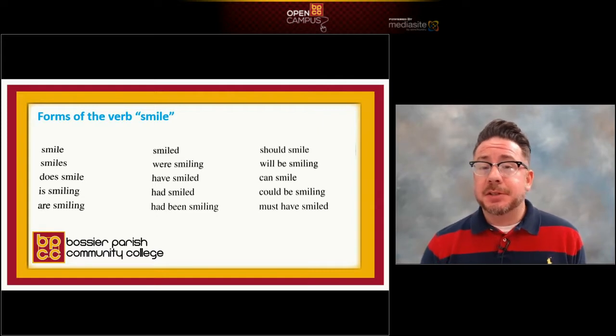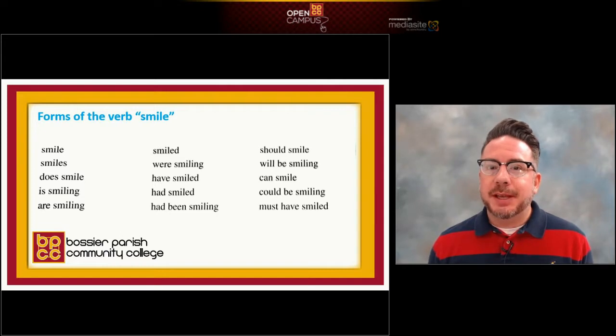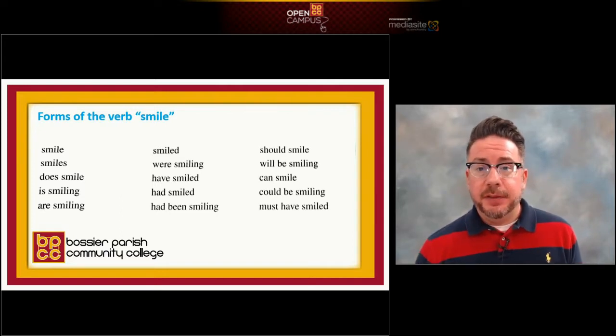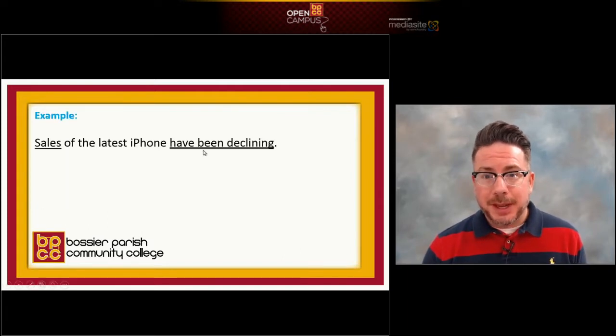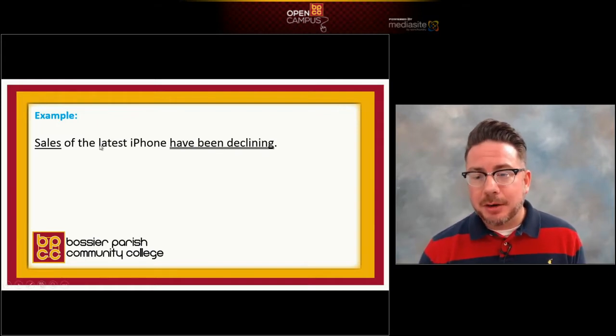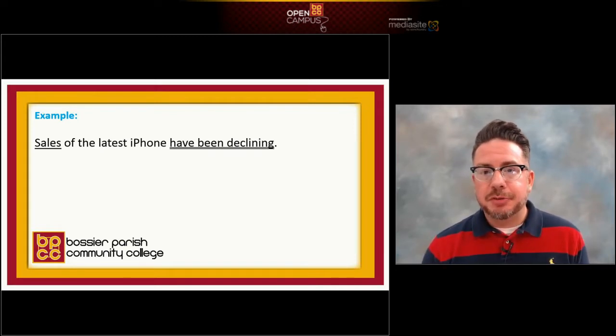Many verbs consist of more than one word. We include any helping verbs in addition to the main verb when we're identifying the verb of the sentence. This next slide shows the many forms of the verb smile. And you can see there are 15 versions of the verb smile here. Most of them include a helping verb. So when you're identifying the subject and the verb, just make sure that you get all of the helping verbs that go along with the main verb.